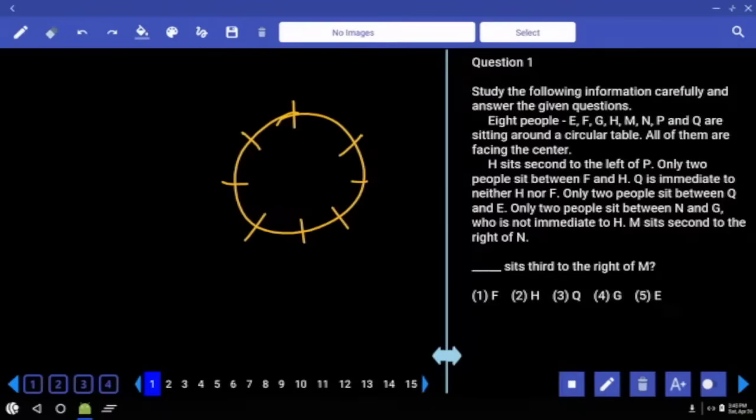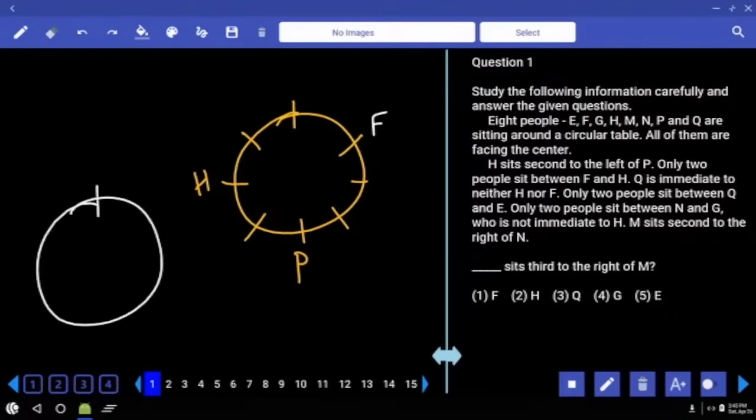Now H is seated second to the left of P. Now directly we need to start with the first statement. H is seated second to the left of P. And only 2 people between F and H. Only 2 people between F and H means how many possibilities? 2 possibilities. And F can be either to the left hand side or to the right hand side.